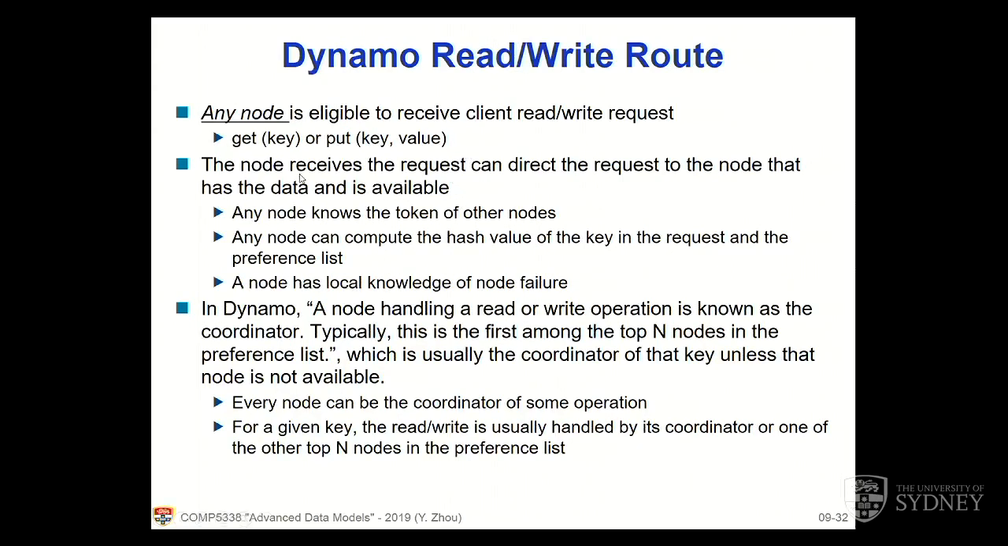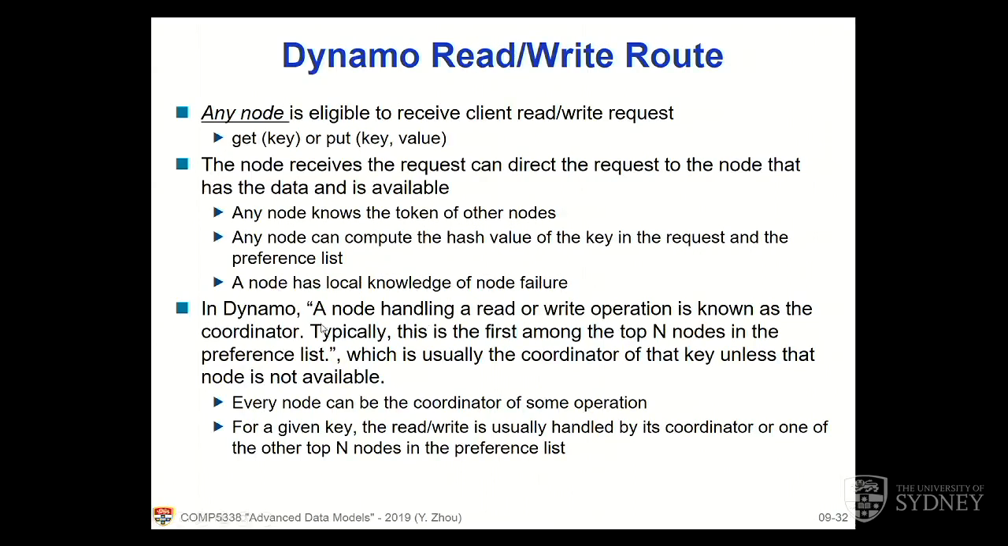And yes, the node that receives the request will direct it to the node that has the data and is available. Usually that's the coordinator node, the first one in the preference list. It's able to do that because any node knows the tokens of other nodes through gossip, and it can compute the hash of the key in the request. Any node can compute the hash because it uses the same hash function, and it can compute the preference nodes. It also has local knowledge of node failure, so it knows which node it should send to.